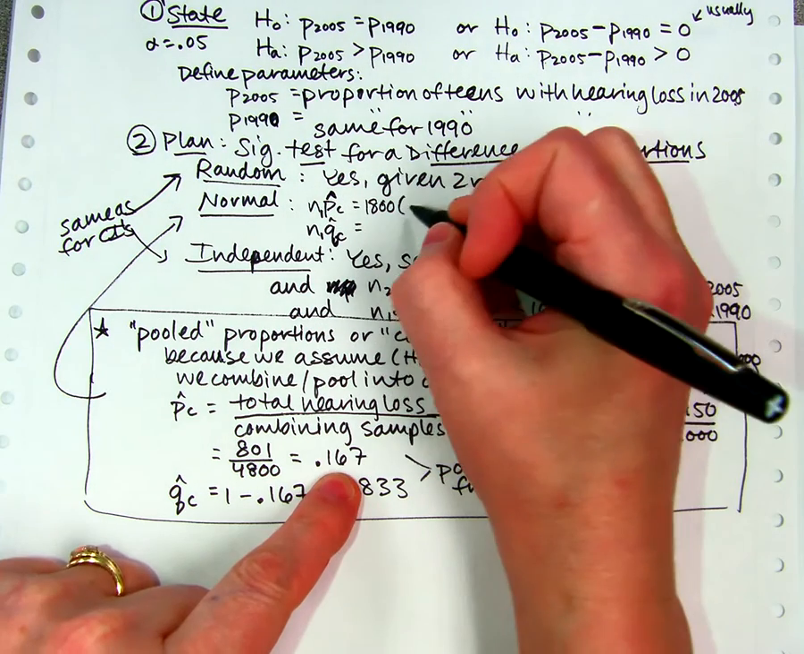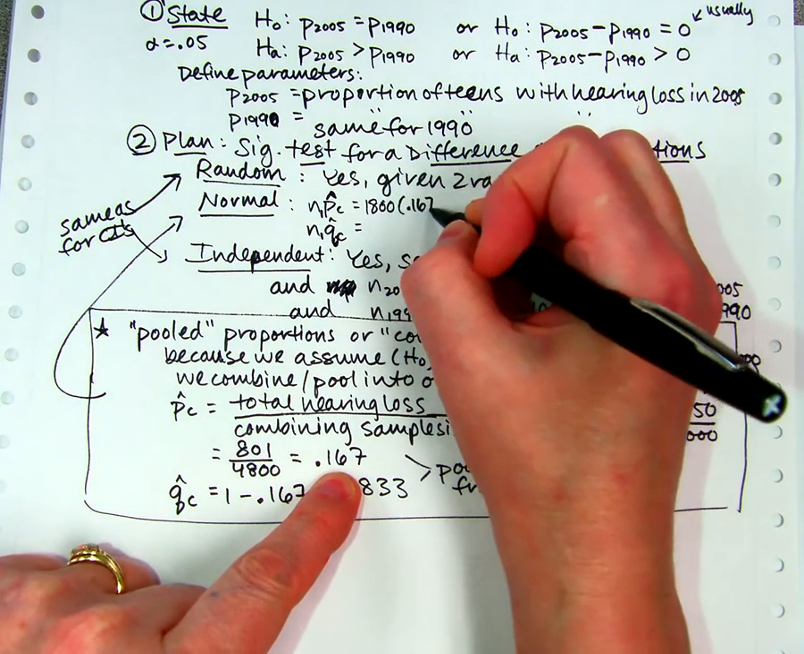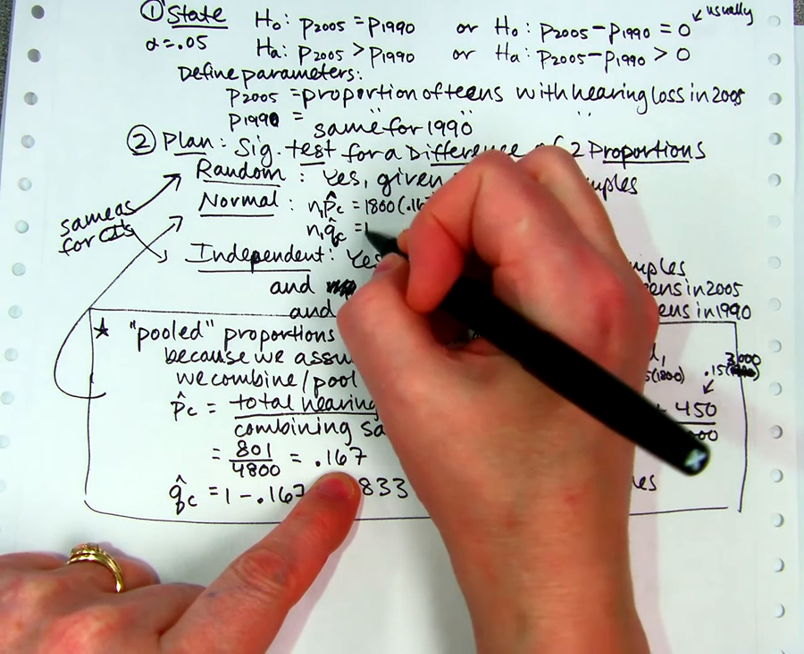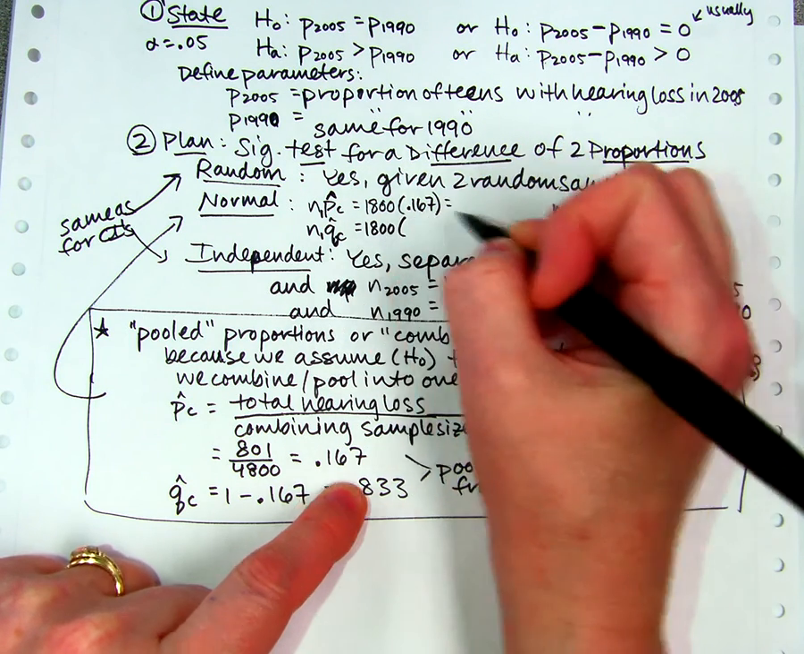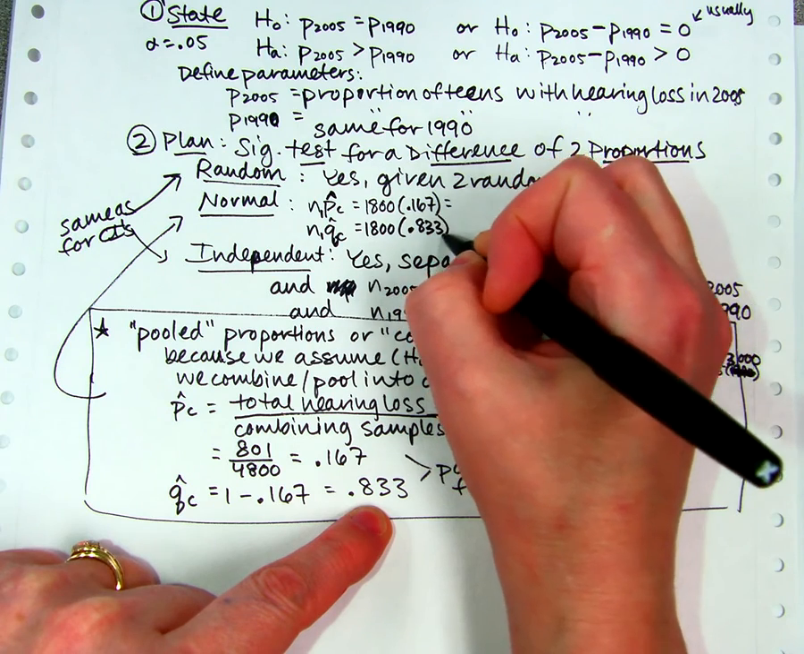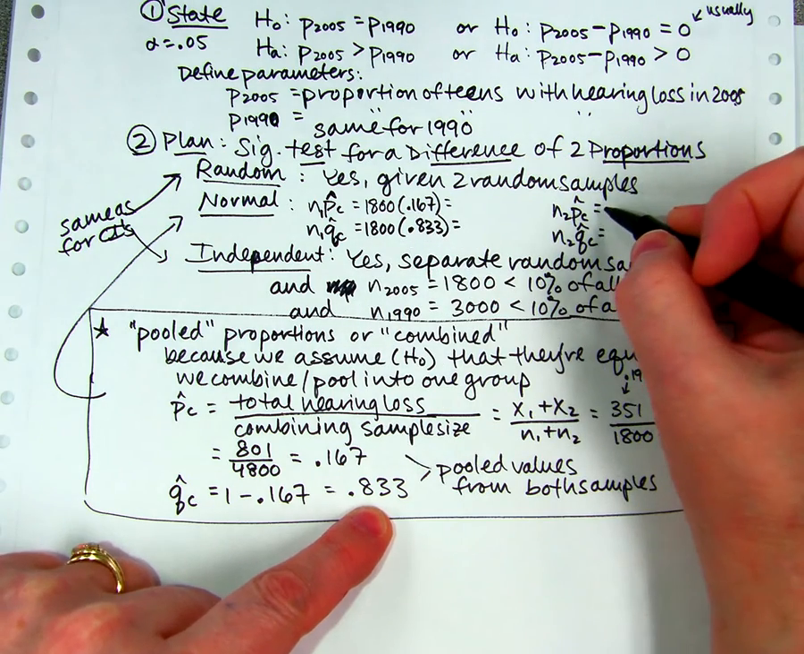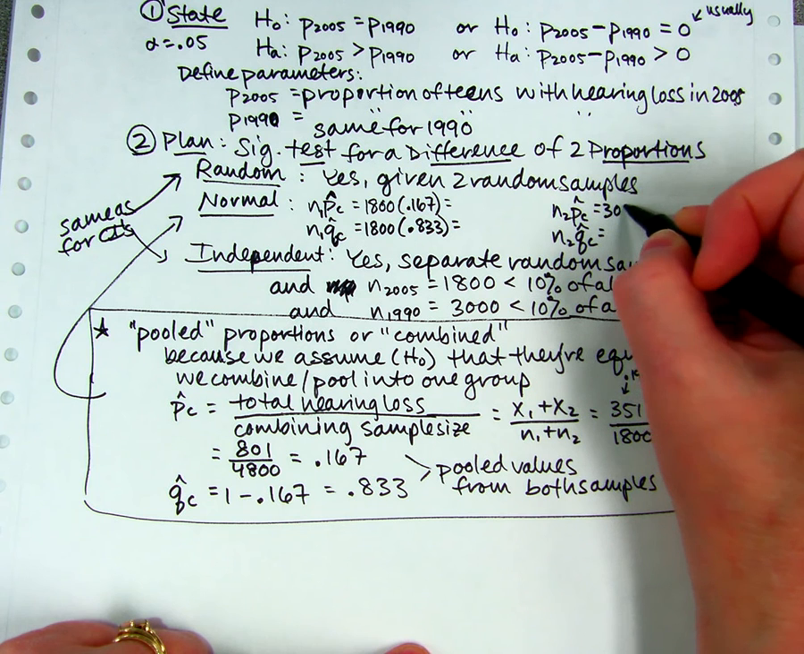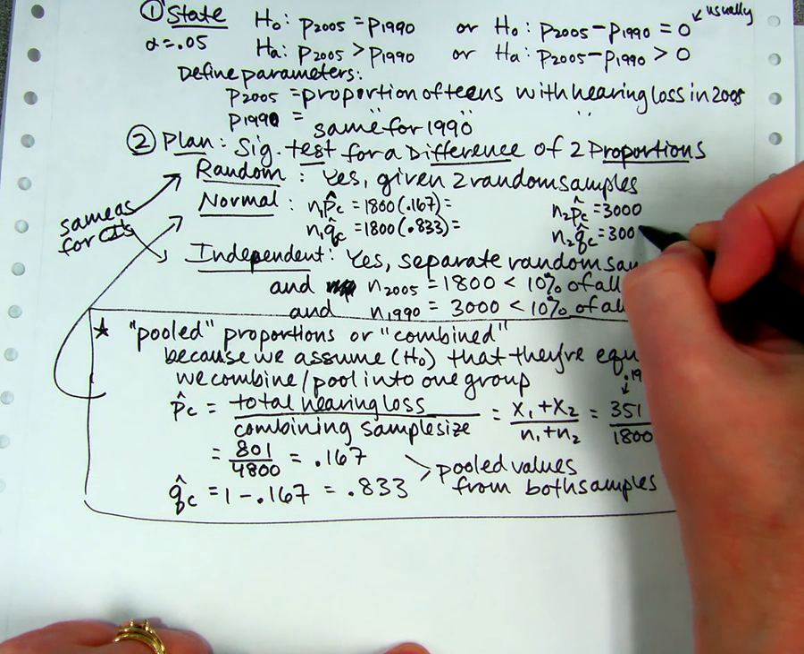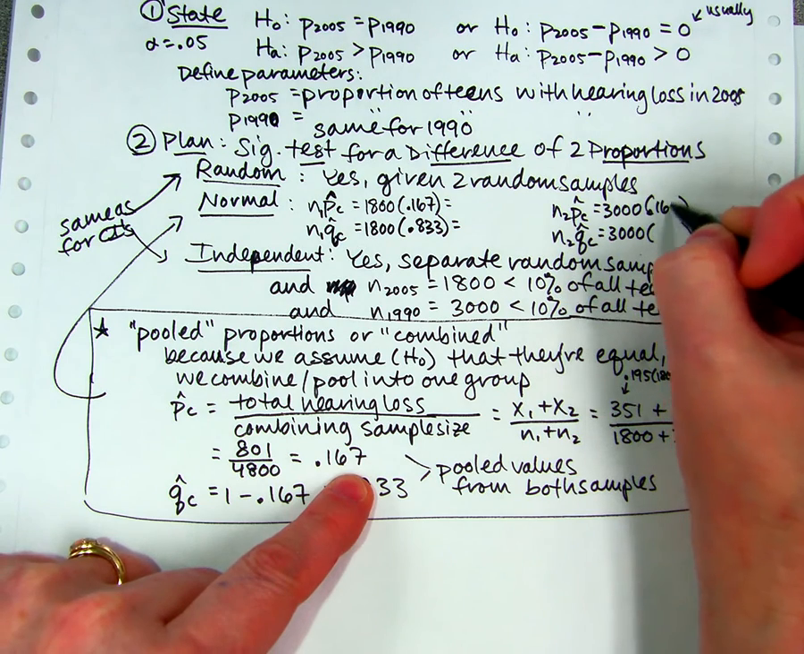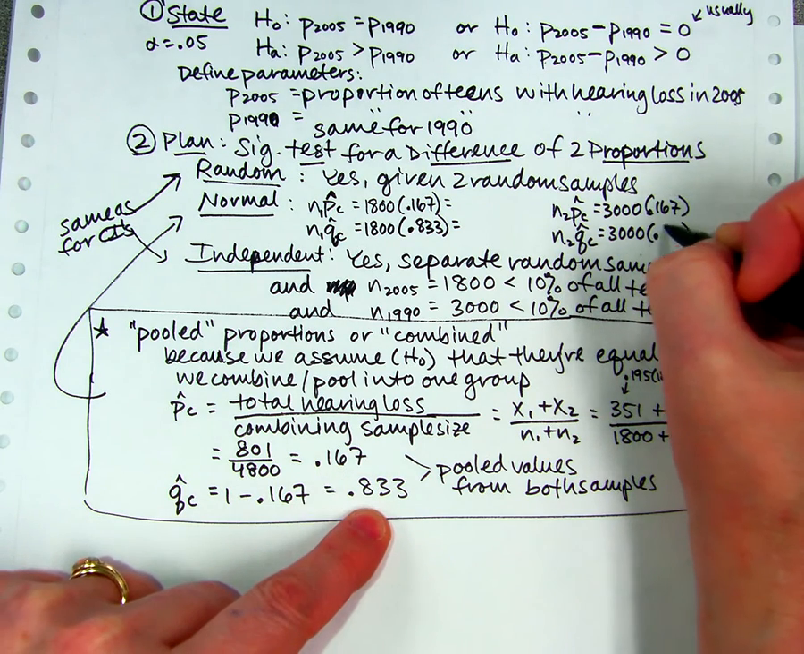All right, so what we're going to do is take the 1800 times the PC hat that we just calculated. And these are all going to come out bigger than 10, I can tell, but I'm going to show my work just to be sure. And then times the QC hat that we just calculated. And then we're also going to do N2, which is 3,000. I really probably should have used the 1990 again. Oh well. Use the 3,000 times the 0.167 and times the 0.833.